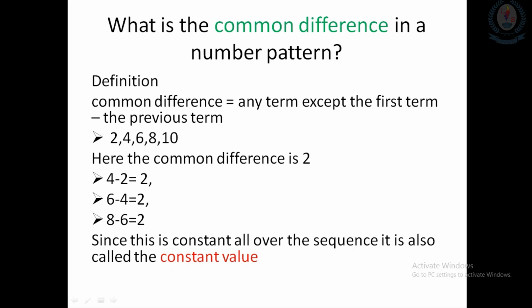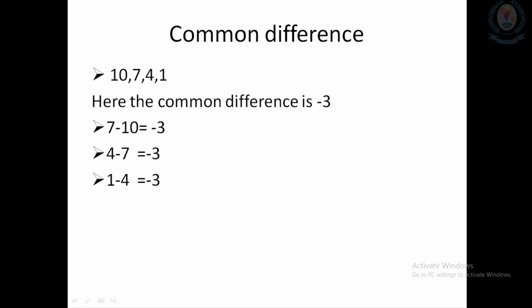Take 6. What is the previous term? 4. 6 minus 4 is 2. Take 8. 8 minus 6 is 2. See, this is constant all over the sequence. It is also called the constant value, or common difference.